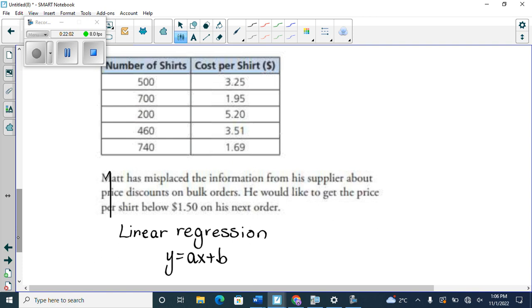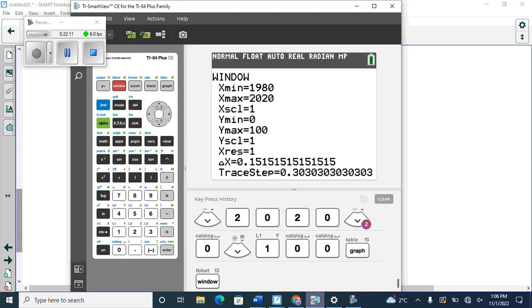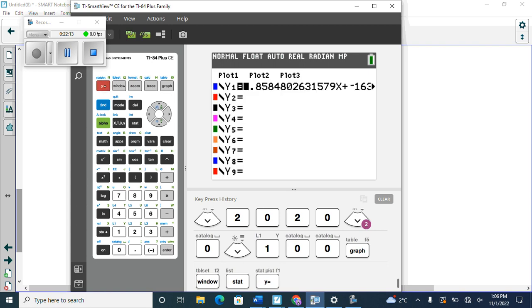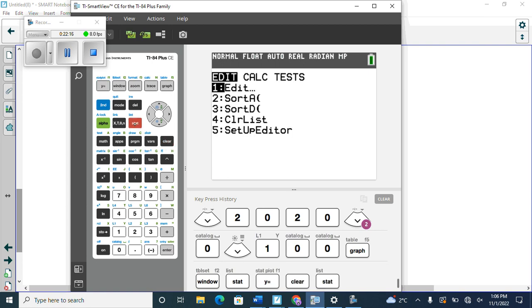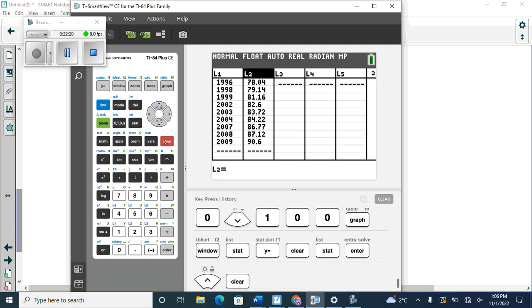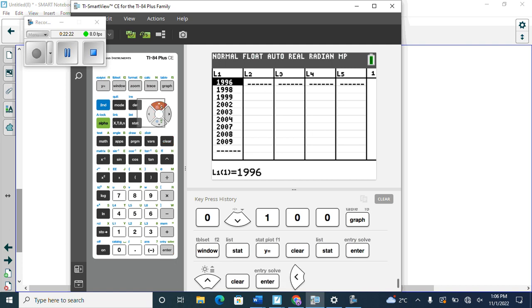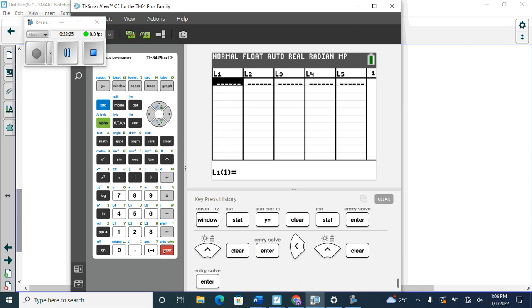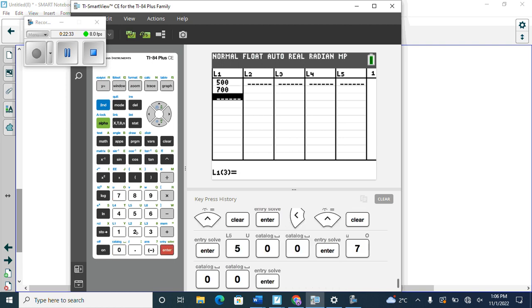So everyone's starting again. So how do we start? We start at A. A says stat, edit. So I have to clear up my y equals, and then I go stat, edit, and then I go up to L2 and I go clear, enter. Then I go over and up to L1 and I go clear, enter. And I'm typing in my lists. So I'm going 500, enter. 700, 200.